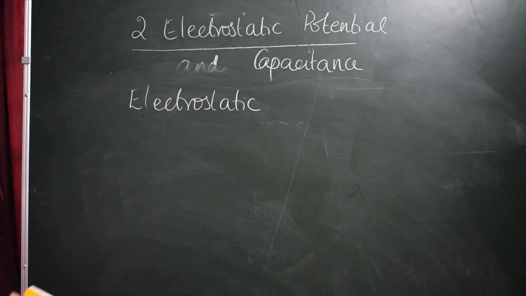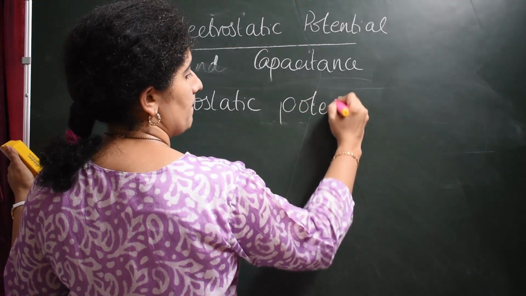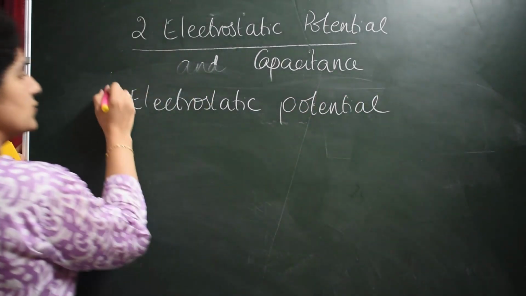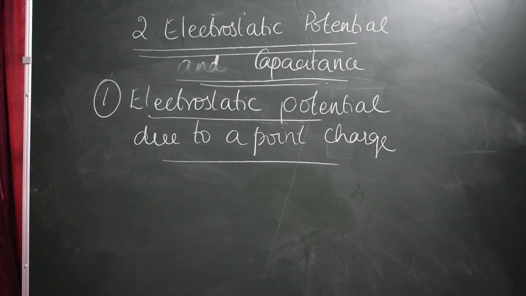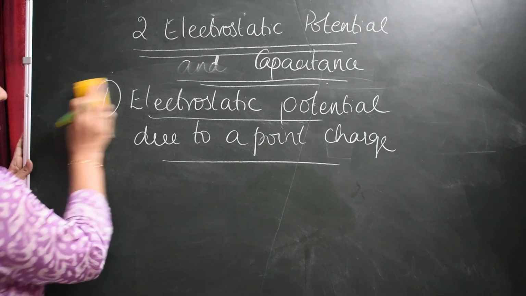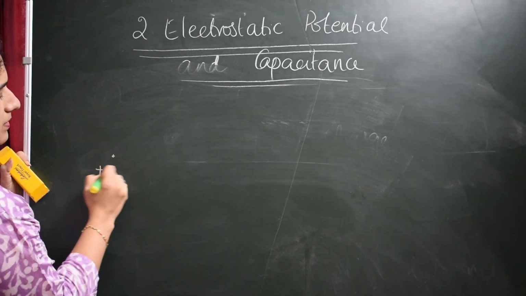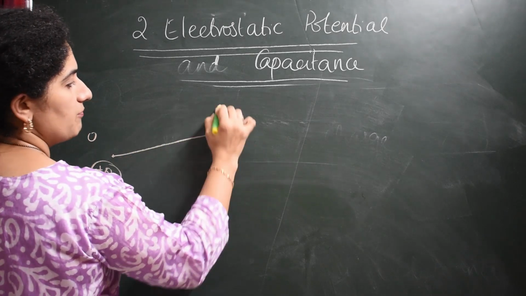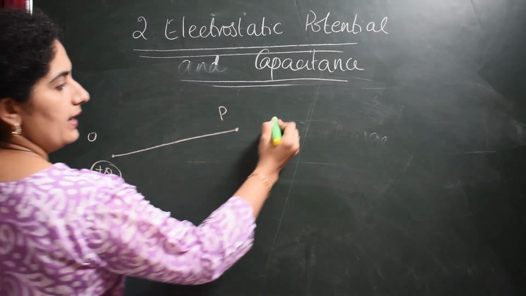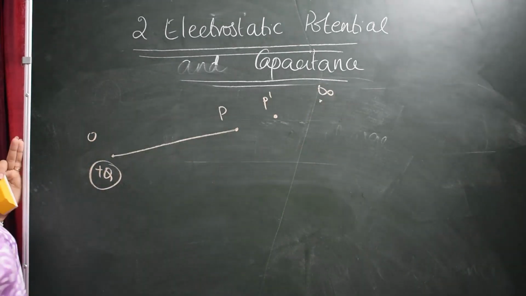We do have so many derivations in this chapter. So it is electrostatic potential due to a point charge. This is a simple one. So in order to find that, consider this figure. Plus Q at the origin. You have point P and then say point P dash, and then this is at infinity.